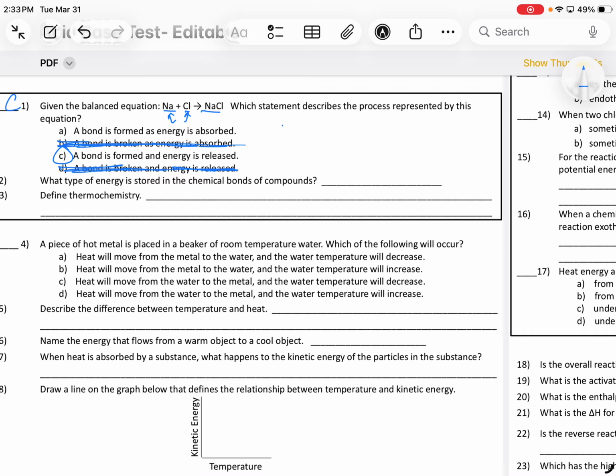Next, number 2. What type of energy is stored in the chemical bonds of compounds? Well, remember, there's 3 types of energy for this chapter.